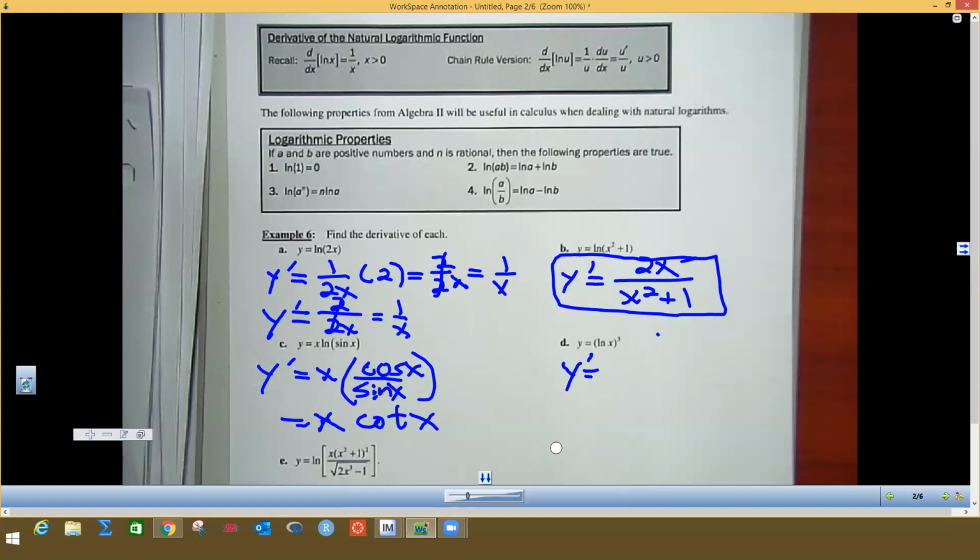So we start with the outside thing, which is that 3. We move that 3 to the front, and we lower the power by 1. And then we take the derivative of the inside, which is x on the bottom. The derivative of x is 1.